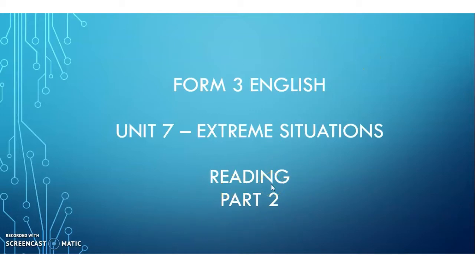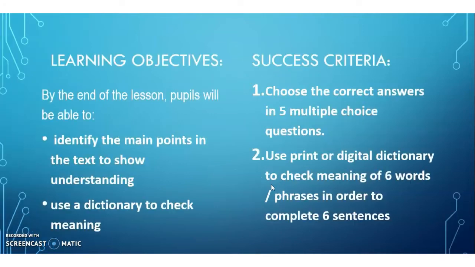Okay, let's go through the learning objective and the success criteria. By the end of the lesson, pupils will be able to identify the main points in the text to show understanding and use a dictionary to check meaning. Success criteria: Number 1, choose the correct answers in 5 multiple choice questions. Number 2, use print or digital dictionary to check meaning of 6 words or phrases in order to complete 6 sentences.